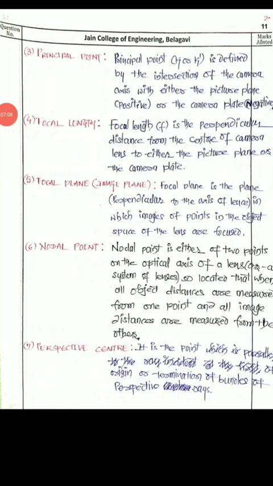Then focal plane, or you can call it as image plane. Focal plane is the plane perpendicular to the axis of the lens in which images of points in the object space of the lens are focused.